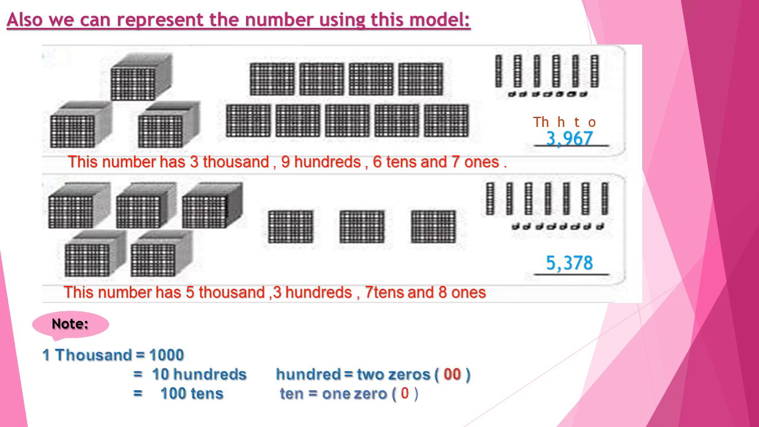We have a note. 1,000 equals 10 hundreds. Hundreds means 2 zeros. Or equals 100 tens. Tens means 1 zero. Then 1,000 equals 10 hundreds, which also equals 100 tens.